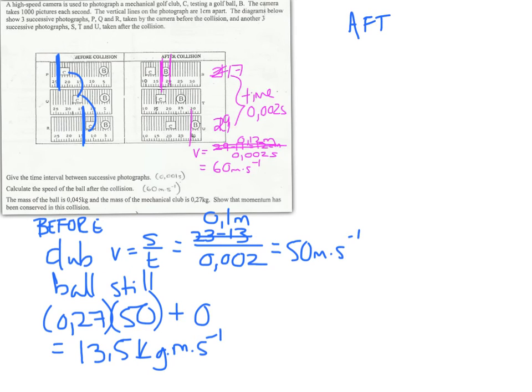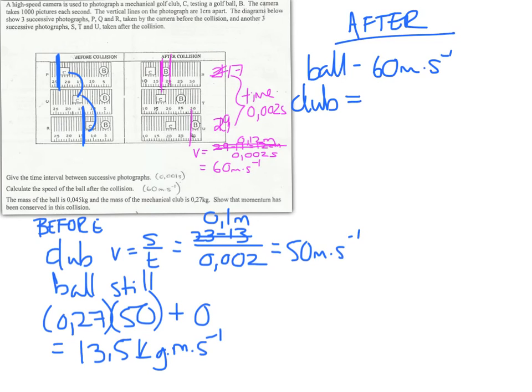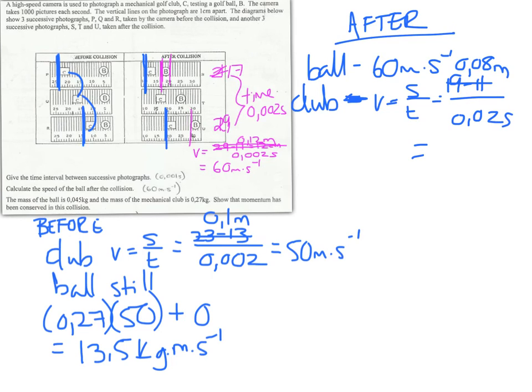Then afterwards, we are looking at the club. Well, we know the ball. We've already worked that out. The ball was going at 60 meters per second. To work out the club afterwards, we are going to say velocity is equal to displacement over time, and the displacement of the club is going to be from 11 to 19. So it's 19 minus 11, which turns out to be 8 centimeters, which is 0.08 meters, divided by 0.002 seconds, and that is equal to 40 meters per second.